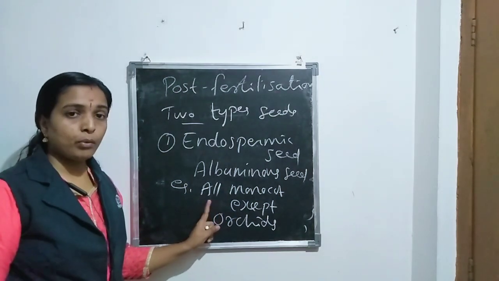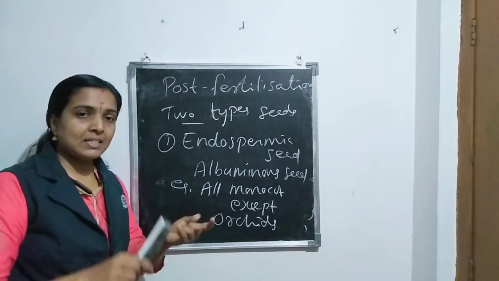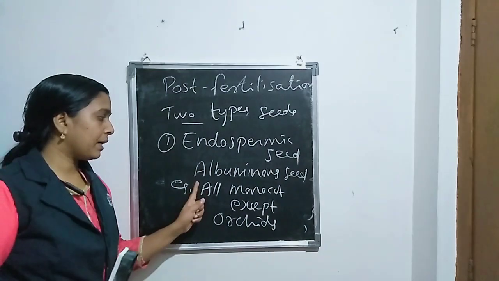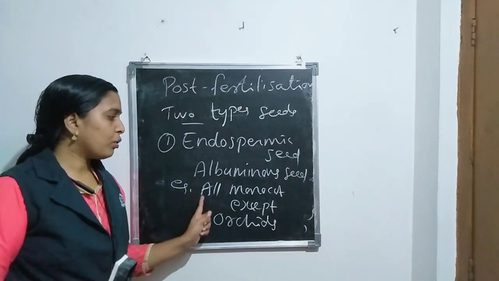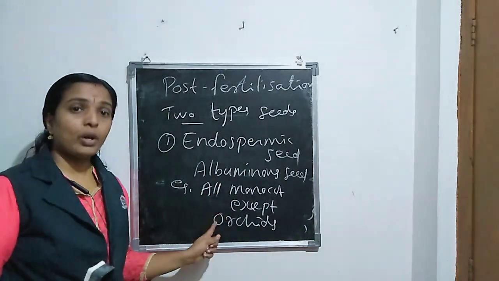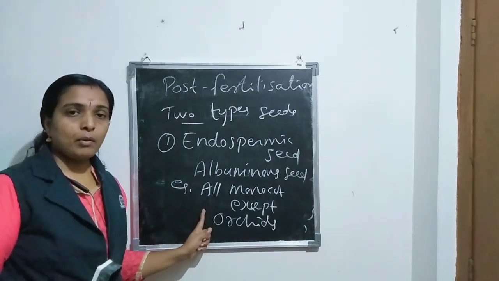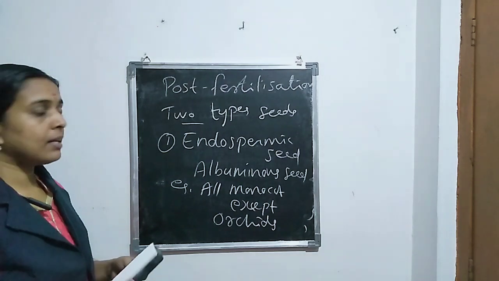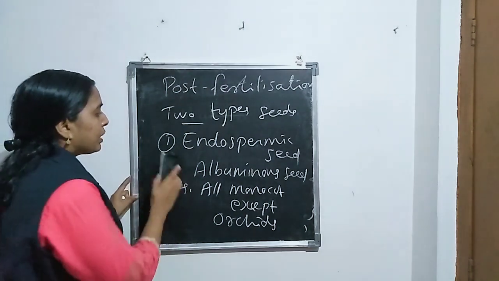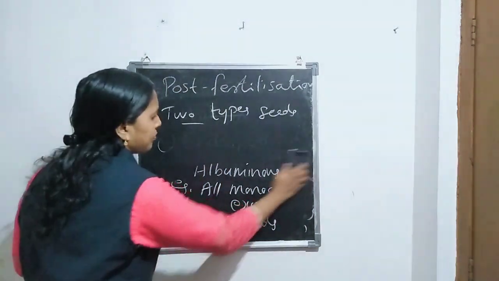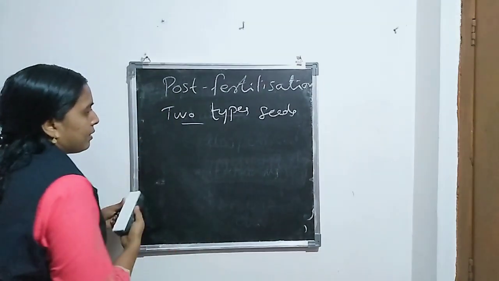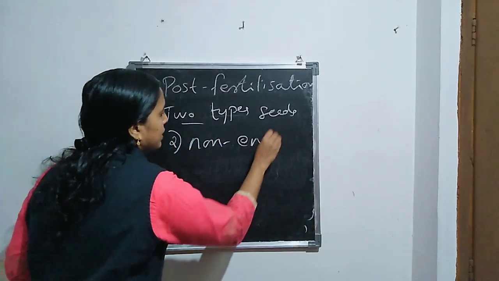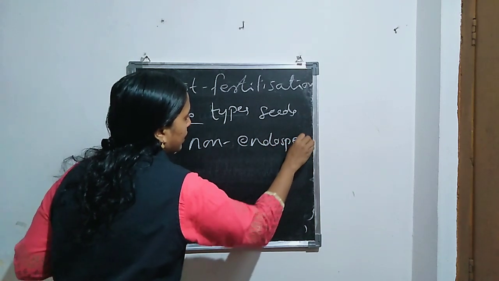Example clear? Monocot means rice, wheat, maize, coconut, bamboo. All these are examples that come under monocot. All monocots except orchid. Orchid also belongs to the monocot class. Albuminous seed, example: all monocots. Then the second type of seed is the non-endospermic seed.